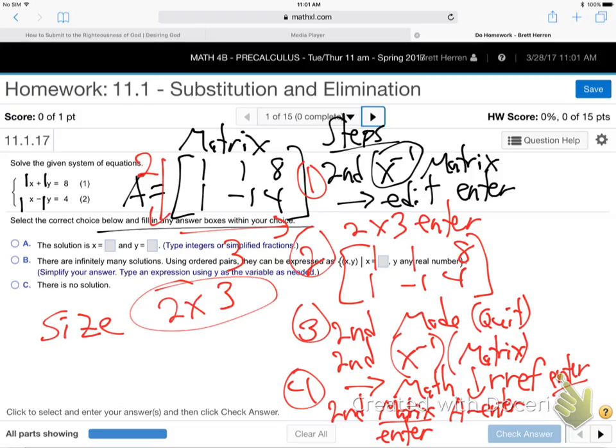But that's how you do it. If the whole thing was decimals, boom, the whole thing will become fractions. It'll change the entire matrix, or anything else that you ever want to change. So there we go. Questions on that?